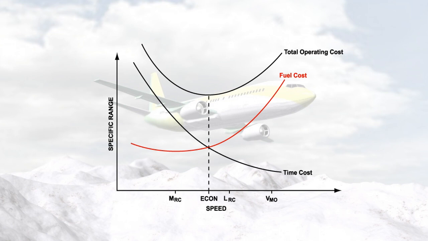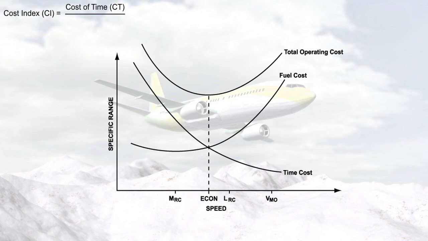You can see from the total cost curve that the speed which gives the minimum total operating cost is the most economical speed to fly. This speed is called econ. In other words, the minimum cost speed. The value of econ speed is worked out by the flight management system based upon the value of the cost index.